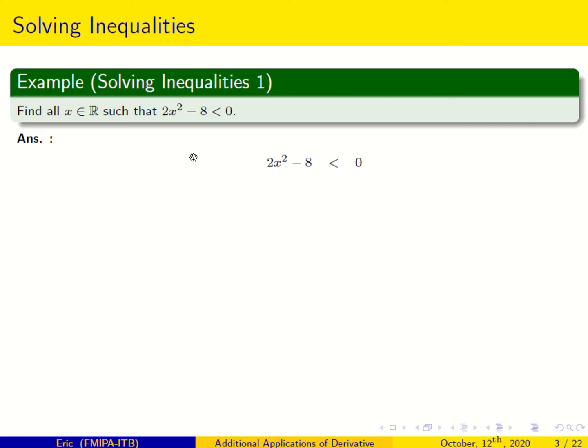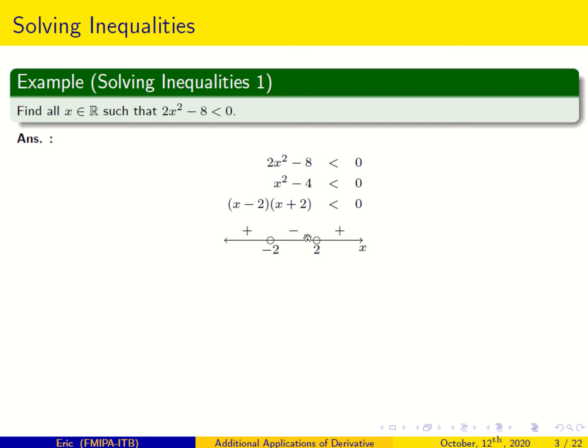The first one, we have to find all x in real such that it satisfies this inequation. We divide by 2 and we have this, factor it out, and we can draw the sign diagram. This is less than 0, so minus 2 and 2 are not included. And by the intermediate value theorem, we know that the sign can only change at minus 2 and 2.